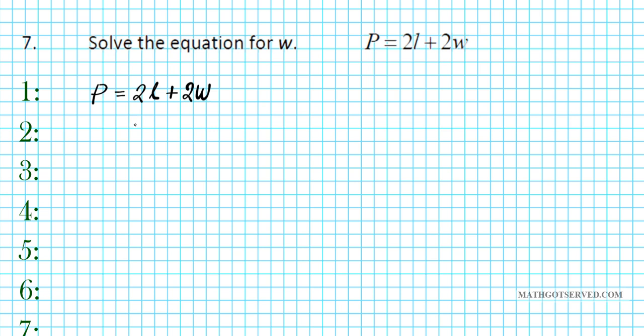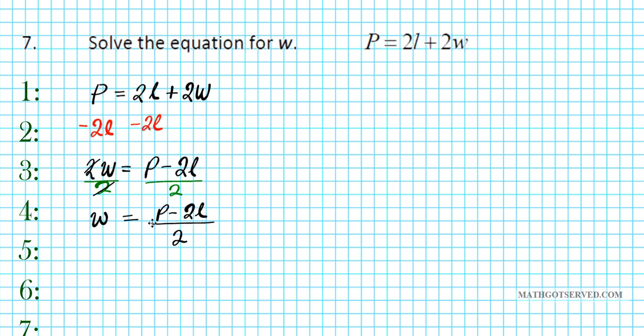Let's go ahead and subtract 2L from both sides of our equation. If I switch it around, I will have 2W equals P minus 2L. Now, why did I switch it around? I like to have the variable isolation on the left side. You do not have to switch it around. Lastly, we'll divide both sides of the equation by 2, and that leaves us with W. These two 2's divide out, W equals P minus 2L over 2. This is your final answer.